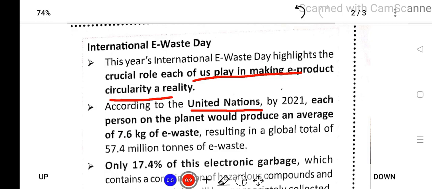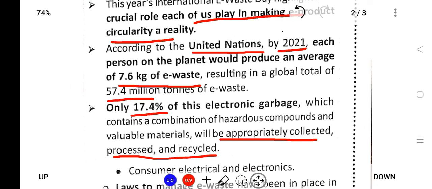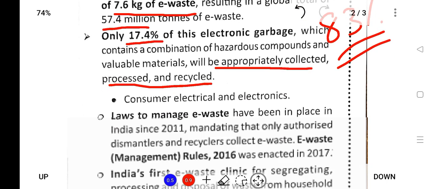According to the United Nations, in 2021, every person on an average produces 7.6 kilogram of e-waste every year, and this results in a global total of 57.4 million tons of e-waste. However, if we look at how much of this is recycled, only 17.4% of the electronic garbage is appropriately collected, processed, and recycled. That is, more than 83% of the e-waste generated is not recycled properly.